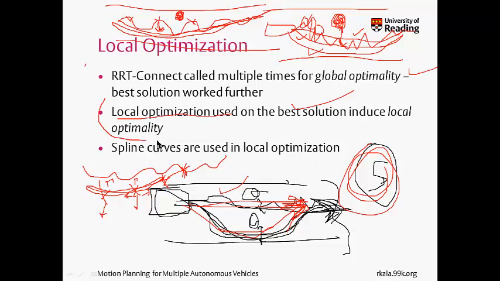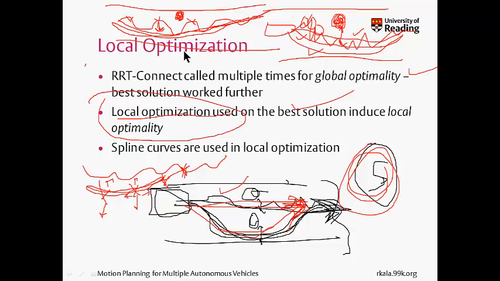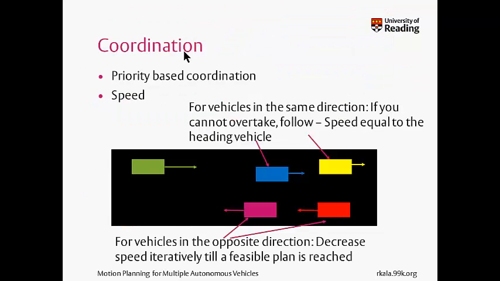And again, for the local optimization, where does the time come from? The time comes because I have saved some time here, which I'm not only using for global optimality, I'm also using the same time to get near local optimality, and that is how the incomplete problem is solved. Now, I have planned for a single vehicle. The only thing that I need to do is coordination, where I plan for multiple vehicles.